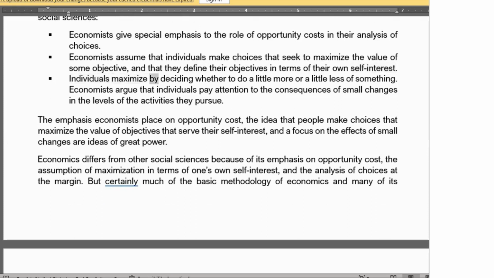Individuals maximize by deciding whether to do a little more or a little less of something. Economists argue that individuals pay attention to the consequences of small changes in the levels of the activities they pursue. The emphasis economists place on opportunity cost, the idea that people make choices that maximize the value of objectives that serve their self-interest, and a focus on the effects of small changes are ideas of great power.